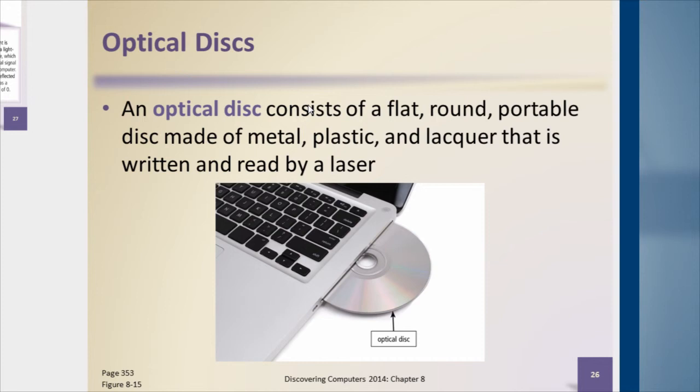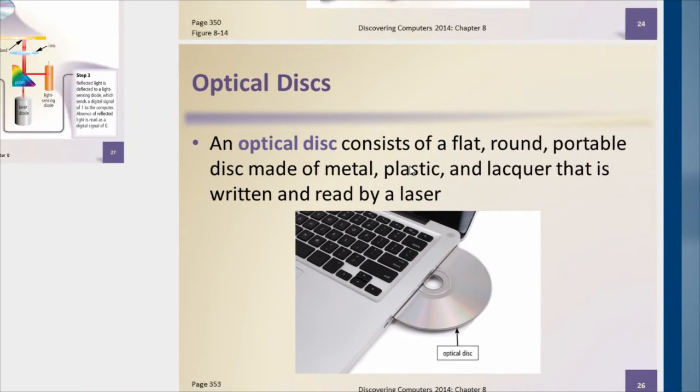When you think optical, think light. It's some kind of light. It's usually going to be a laser. So an optical disc consists of a flat, round, portable disc made of metal, plastic, and lacquer that is written and read by a laser.